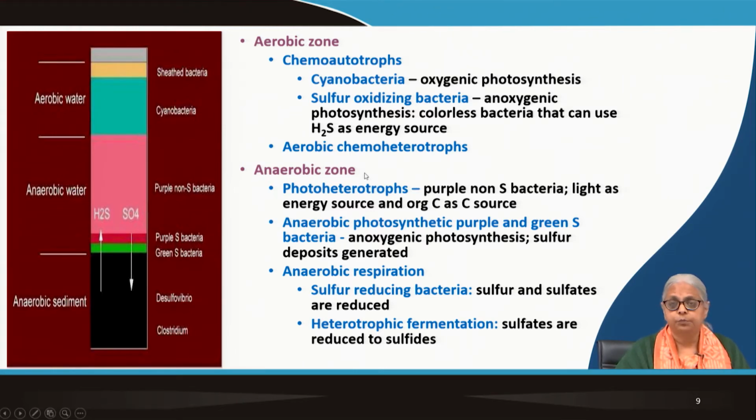Then we have the lower layers of this column, where oxygen is either completely gone or at very low levels, and you can have several other species. So in the anaerobic zone, we have photoheterotrophs. Purple non-sulfur bacteria can exist. Light is the energy source, and organic carbon is the carbon source. Then you also have photosynthetic purple and green sulfur bacteria.